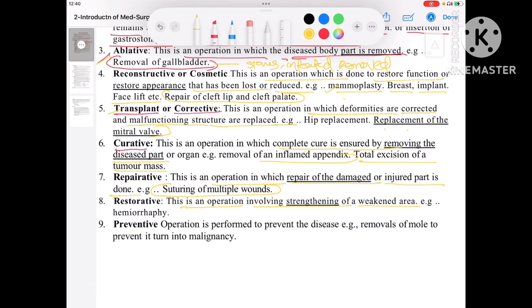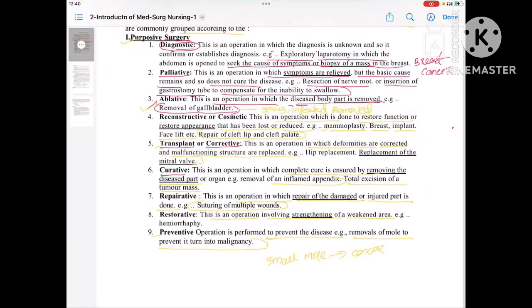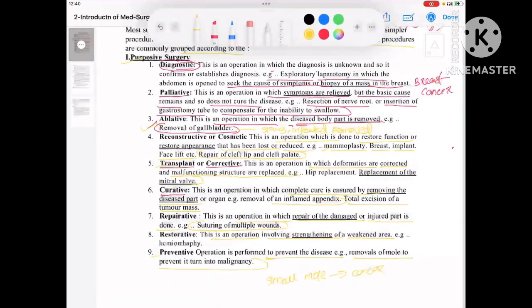Then preventive operation is performed to prevent disease, by removal of moles to prevent them from turning into malignancy. Small moles will be there that may turn into cancer, so they will conduct preventive surgery. So what are the things that come under purposive surgery? Diagnostic, palliative, ablative, reconstructive, transplant, curative, reparative, restorative and preventive. So nine things come under purposive surgery.